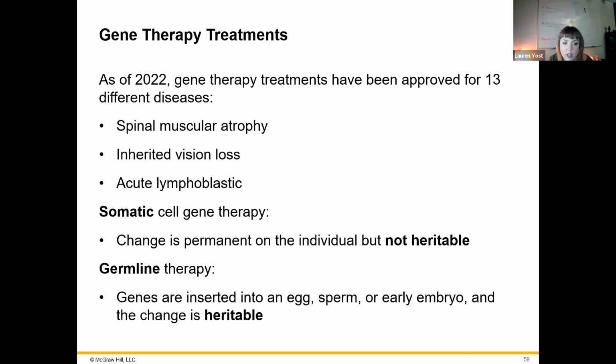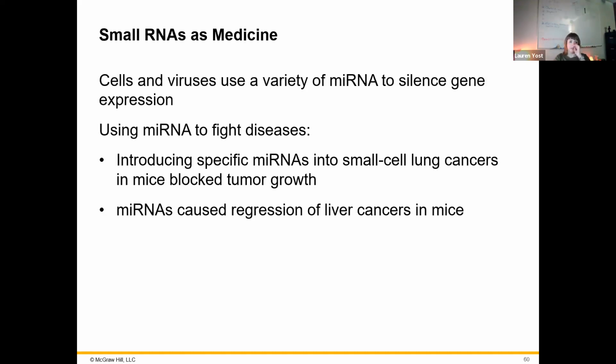Somatic gene therapy changes the actual body cells, but it's not heritable. It's not going to have anything to do with the germline or the gametes, the sperm or the egg. Whenever we do treatment that affects the germline, we are introducing those genes into the egg, the sperm, the embryo, whatever it is, and that can lead to it being heritable to the next generation.